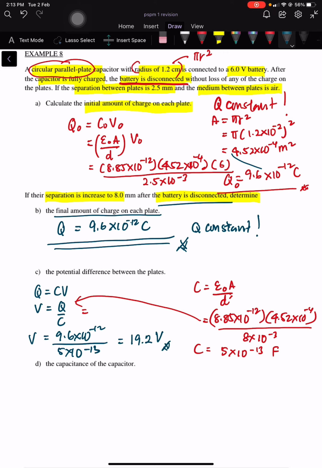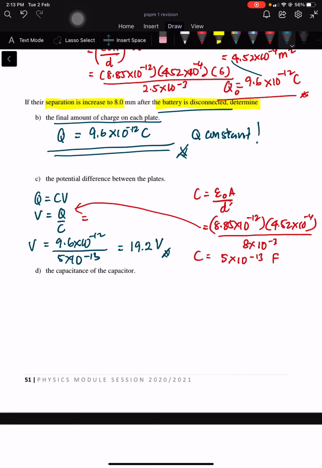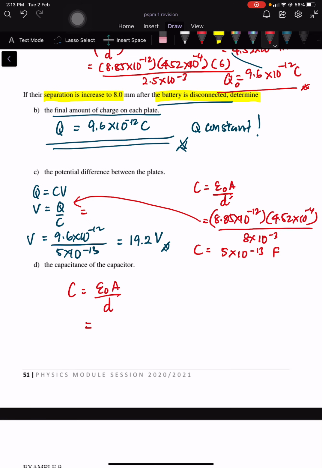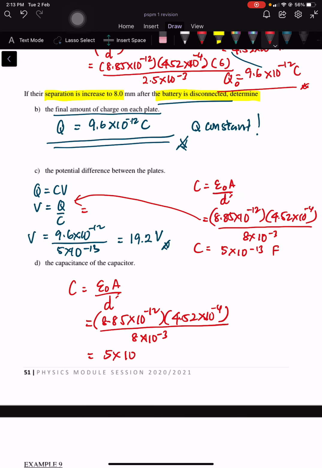Okay. Alright. So next, the capacitance of the capacitor. So capacitance of the capacitor, actually the question asks you to calculate this back. Okay. So C is equal to epsilon naught A over d. So, d prime lah, d yang baru, 8.85 kali 10 negatif 12. Darab dengan area 4.52 times 10 to the power of negative 4 divided by 8 times 10 to the power of negative 3. So, you will get 5 times 10 to the power of negative 13 farad.